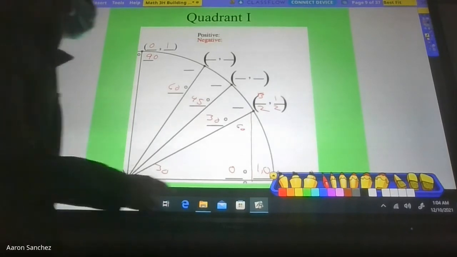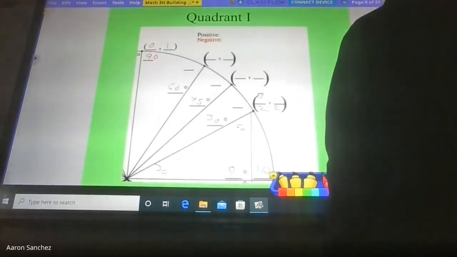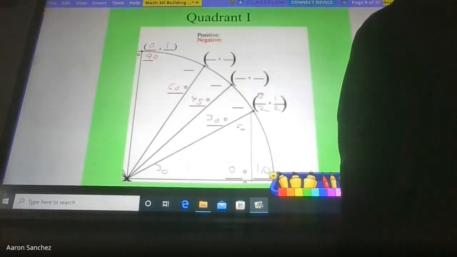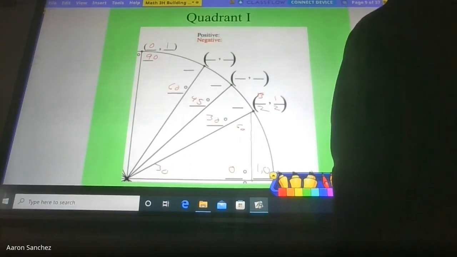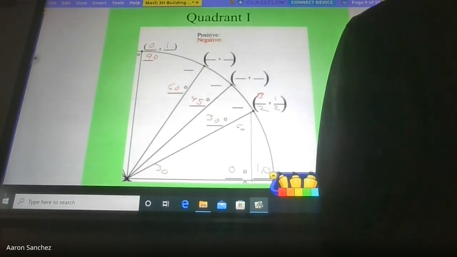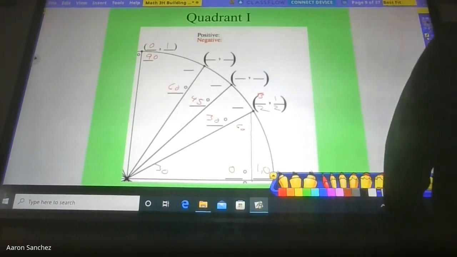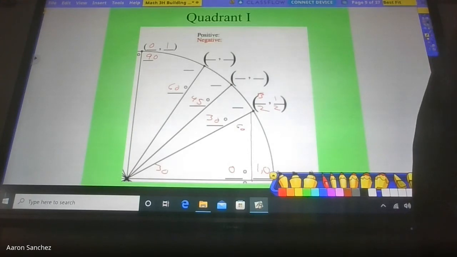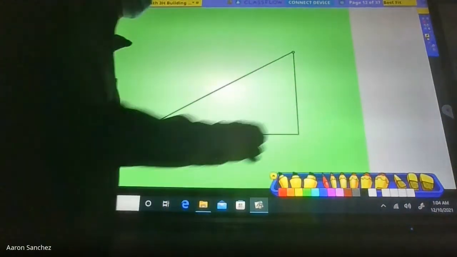What about the 45, 45, 90 triangle? Look at your 45, 45, 90 here. Okay, so I didn't get the radians. We'll do the radians in a second, too. Okay, let's do the 45, 45, 90. Actually, let's do the radians too.